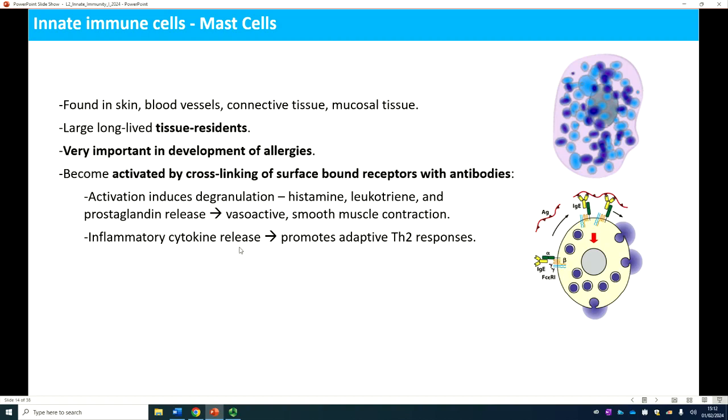They also play an important role in releasing inflammatory cytokines, and this helps to promote a Th2 adaptive response. So again, that is something we will look at in the future weeks, but the Th2 response plays an important role in allergy as well as parasitic infections.